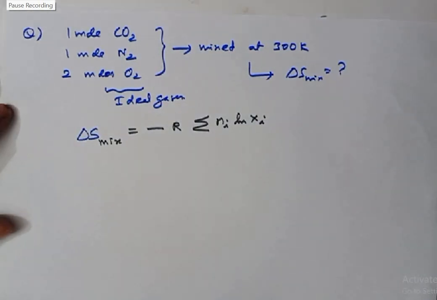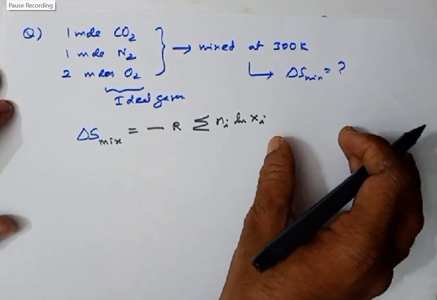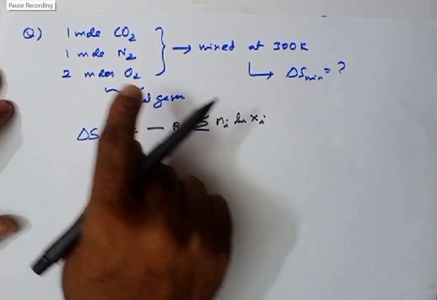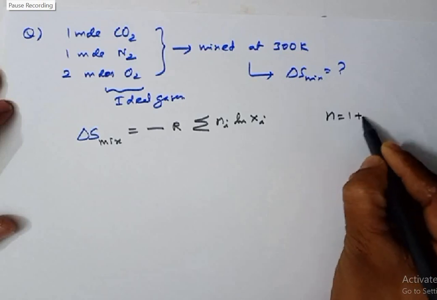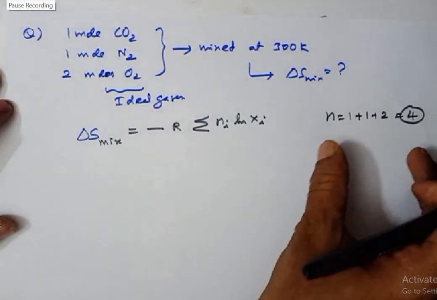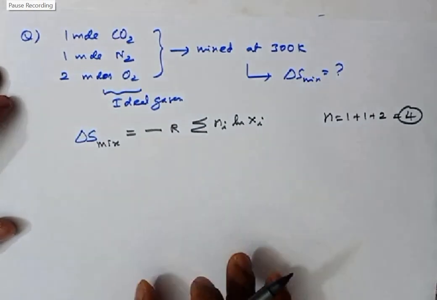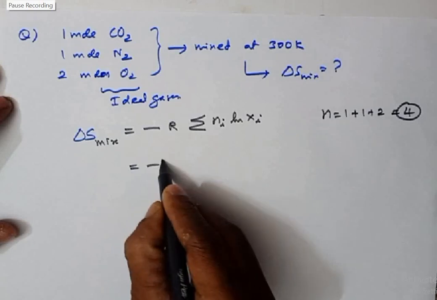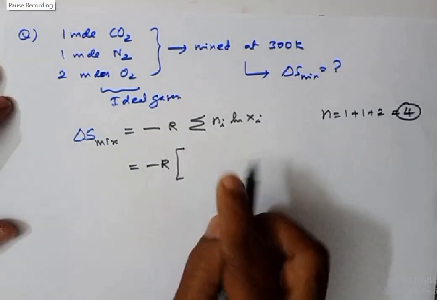Ni ln Xi. This is for n moles of the mixture. But what is the n here? N is equal to 1 plus 1 plus 2, which is 4 moles. So we have 4 moles of the mixture. For 4 moles, what is the delta S mixing? We are going to calculate. So keep this minus R as such.